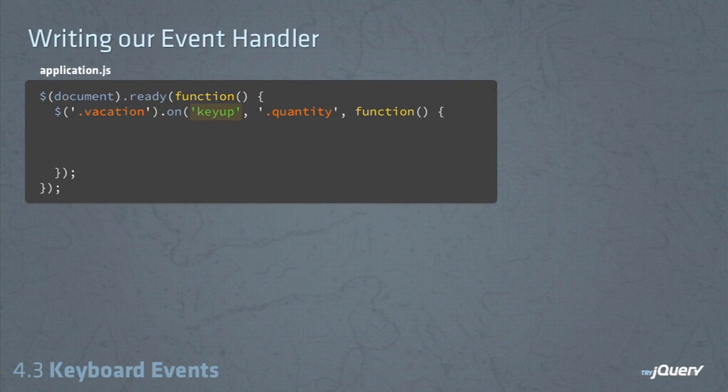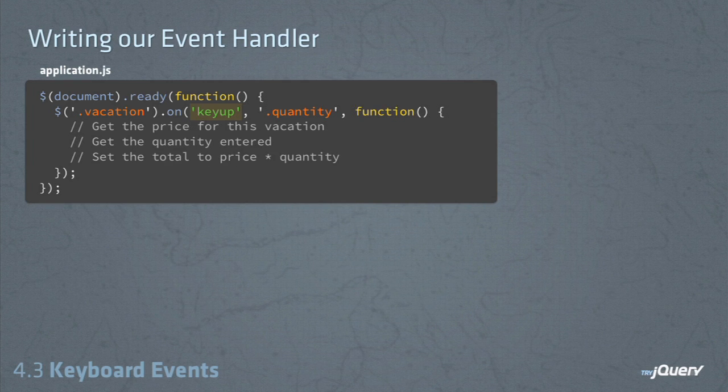So let's put key up there at the top, and inside of that event handler, we want to do three things. First, we want to get the price for the vacation. We can get that out of the data element. Then we'll get the quantity they entered in the input field. And then finally, we'll set the total price to price times the quantity.